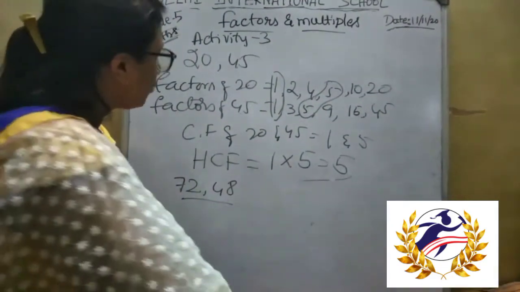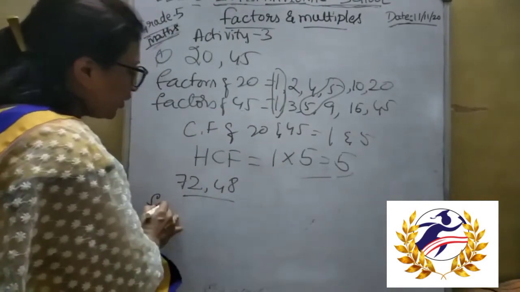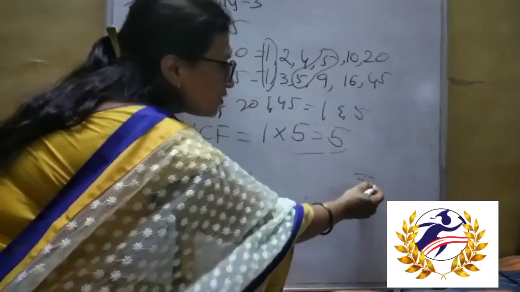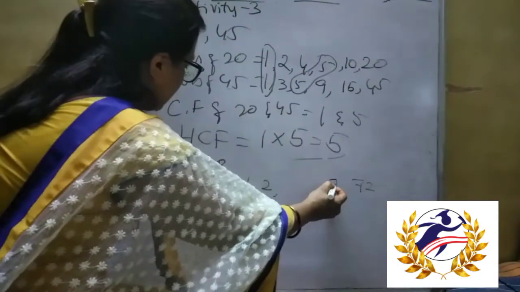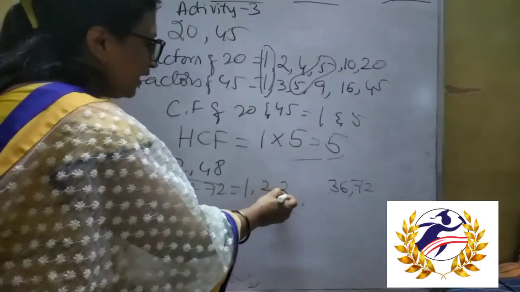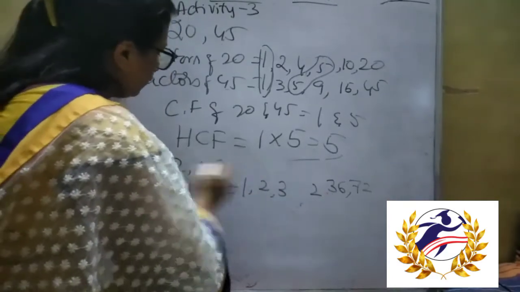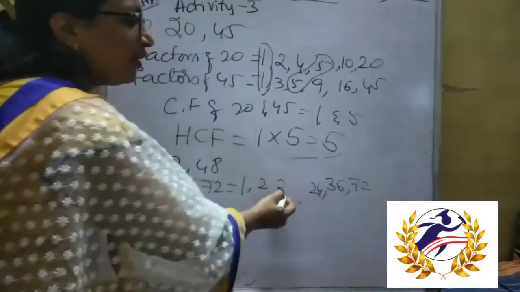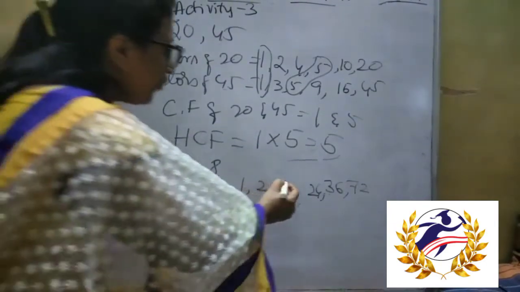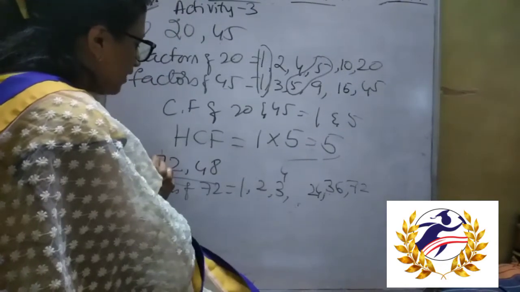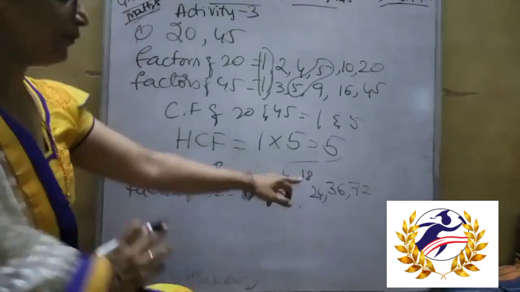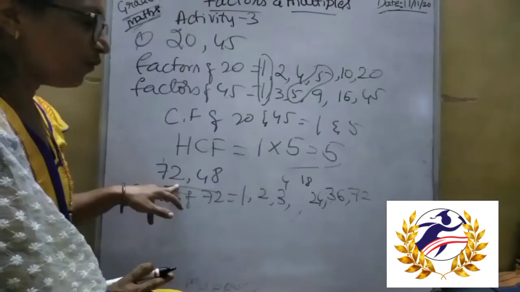If I take 72 and 48, I should first write the factors of 72. 1 72s are 72, 2 36s are 72, 3 24s are 72. Then 4: 4 18s are 72. It doesn't go with the 5 table.